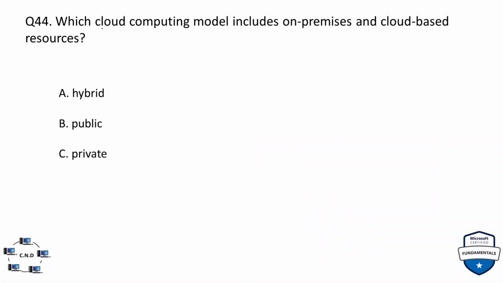Question number 44 is which cloud computing model includes on-premises and cloud-based resources? And the options are option A, hybrid, option B, public, and option C, private. And the correct option is the hybrid.